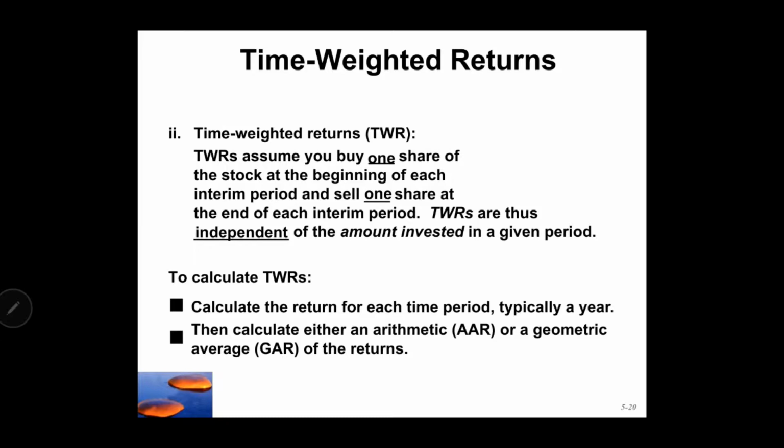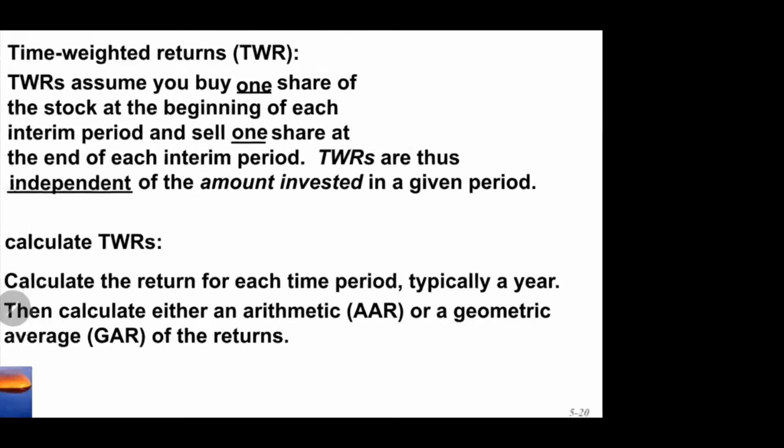Now let's look into time weighted returns. Time weighted returns assume you buy one share of the stock at the beginning of each interim period and sell one share at the end of each interim period. The time weighted returns are thus independent of the amount invested in a given period. To calculate this, we calculate the return for each time period, then calculate either an arithmetic or a geometric average of the returns. Okay.